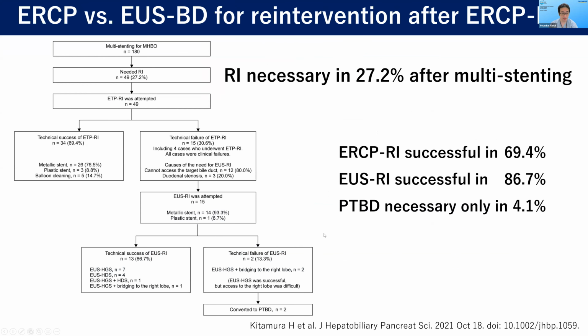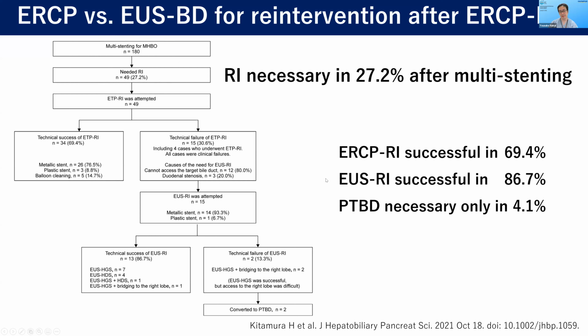And this is another study. This is also from Japan. This is a study of 180 patients with hilar malignant biliary obstruction who underwent multi-stenting. And during the clinical course, about 30% needed re-intervention because of the stent occlusion. And they tried ERCP first, and the success rate was about 70%, and about 30% of patients had failed ERCP.